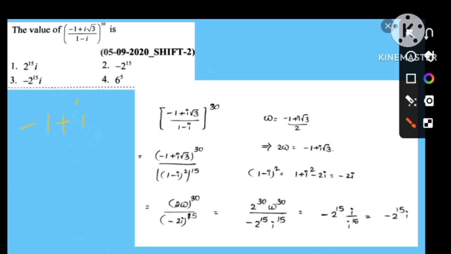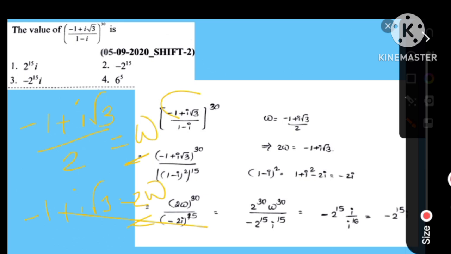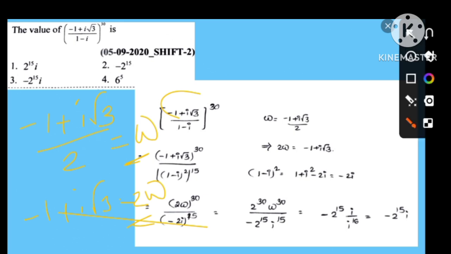Minus 1 plus i root 3, what is the value? Already we know that minus 1 plus i root 3 by 2 is equal to omega. Means what is minus 1 plus i root 3 value? 2 omega. Understand, all of you? Check the numerator value in the given question. So this is minus 1 plus i root 3. Minus 1 plus i root 3 is equal to 2 omega. That is the first value. Now take the second value.